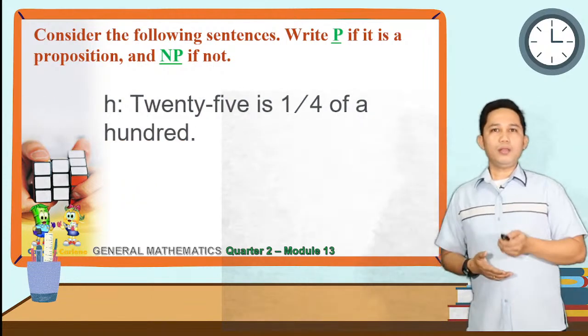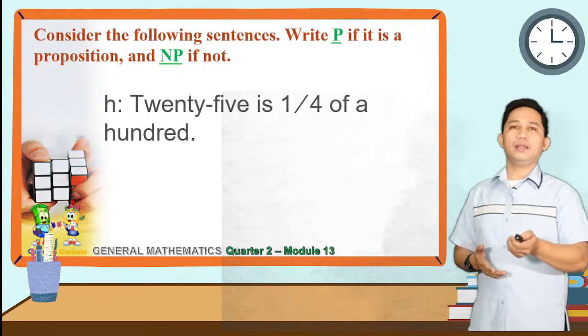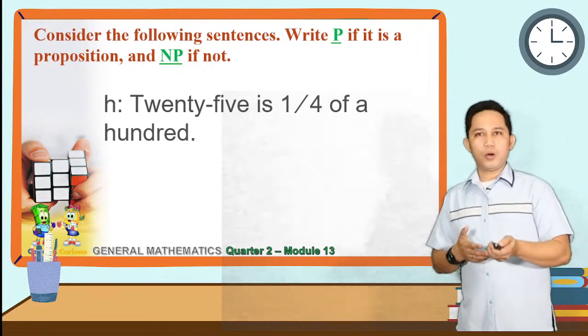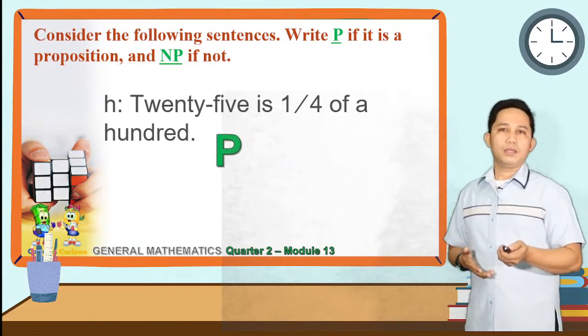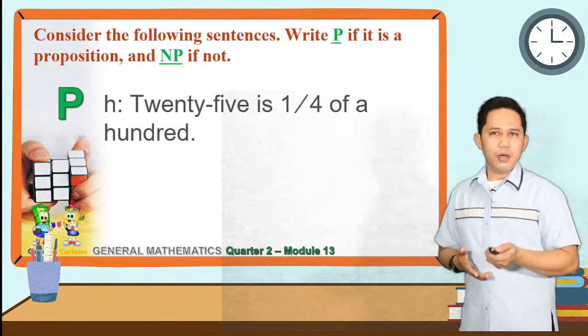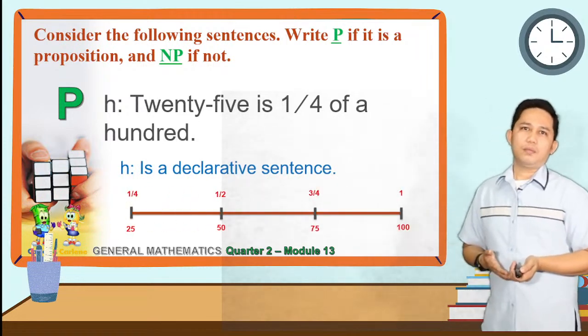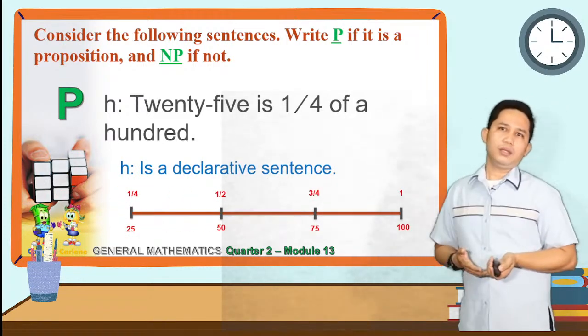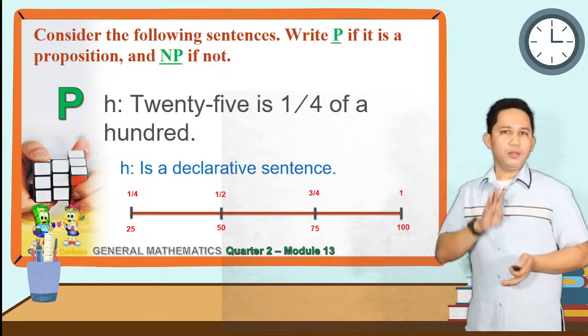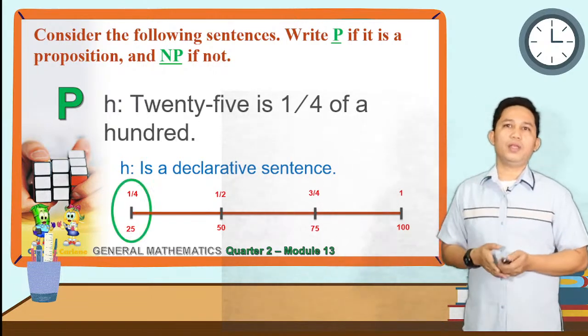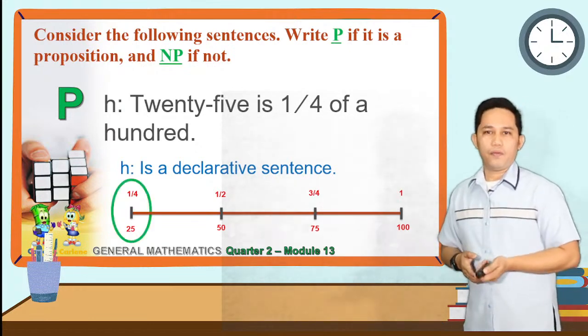Next, 25 is 1/4 of 100. Is it a proposition or not a proposition? Yes, very good. It is a proposition, because if you divide 100 by 4, 1/4 of it is 25. Okay.